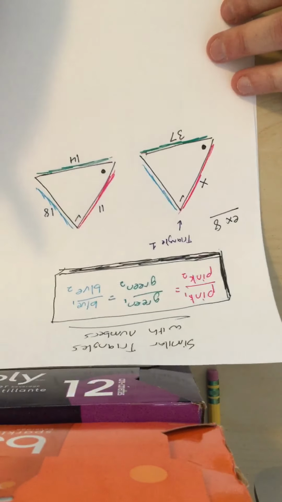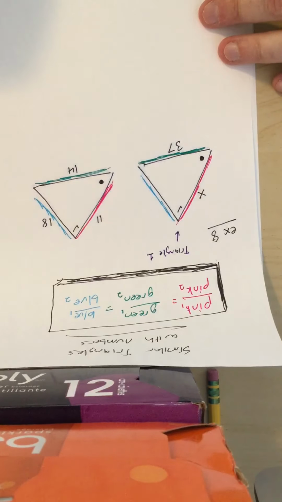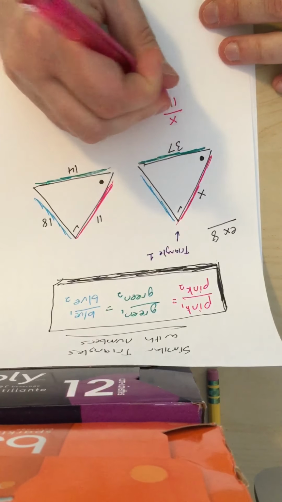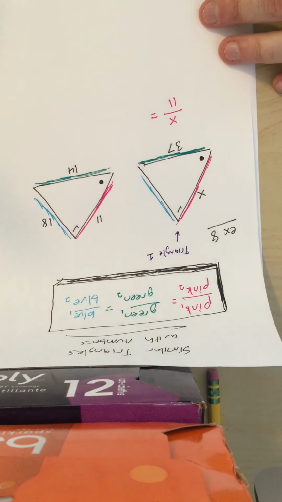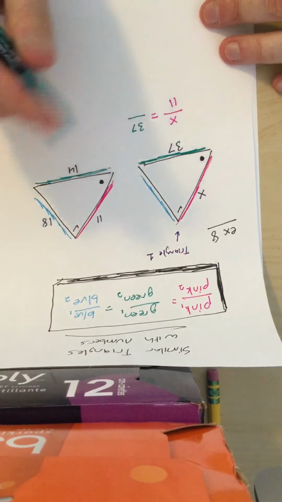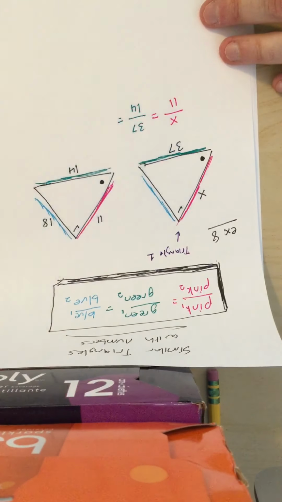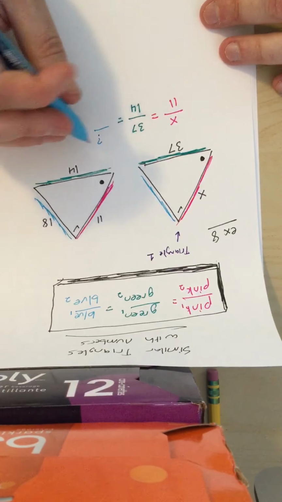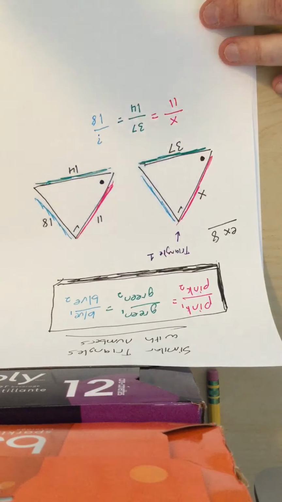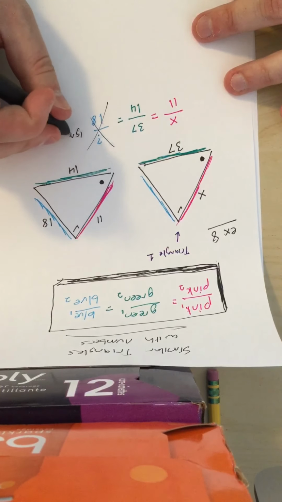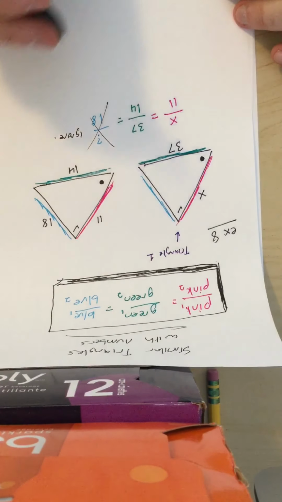So pink 1 is X. Pink 2 is 11. Over green of triangle 1 is going to be 37. Green of triangle 2 is 14. And blue of triangle 1 is, we have no idea. And blue of triangle 2 is 18. Now, generally speaking, you're only going to need 2 out of the 3 fractions, and the one that has a question mark is the useless one, so we're going to ignore that for now. And that's essentially what we have.